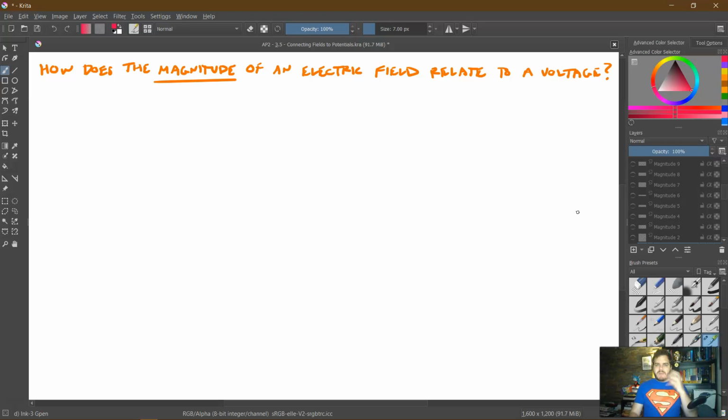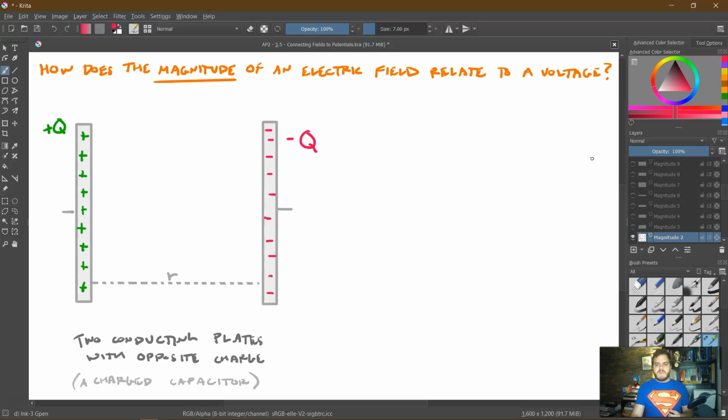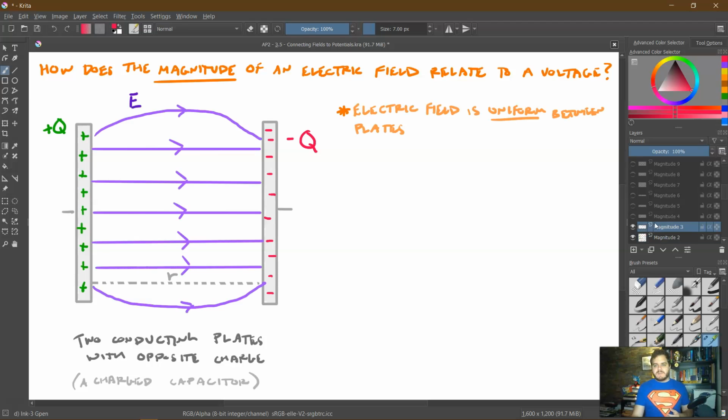And let's start off by trying to think through this by looking at a somewhat simplified situation. So let's say I've got two conducting metal plates with opposite charge. One has plus Q, one has minus Q, and they are a distance r apart. This is essentially a charged capacitor, meaning that one side has all of one type of charge, the other side has all of another type of charge. Now, first off, I know that the electric field in the middle between these two plates is uniform. We've already talked about how the electric field lines really just stretch from one to the other, and at the edges we have these edge effects, but we're not really that concerned about that here. We're going to look specifically at this uniform electric field in the middle.